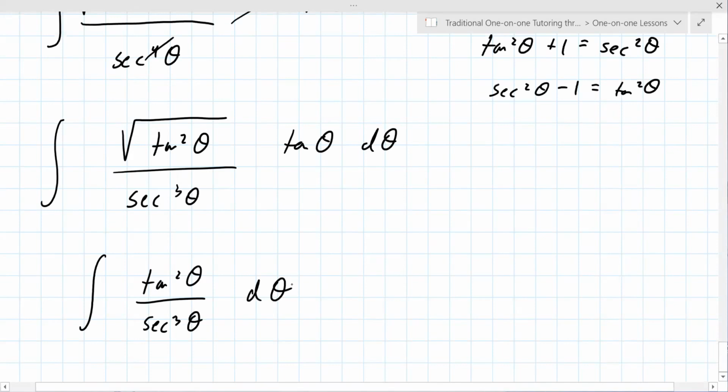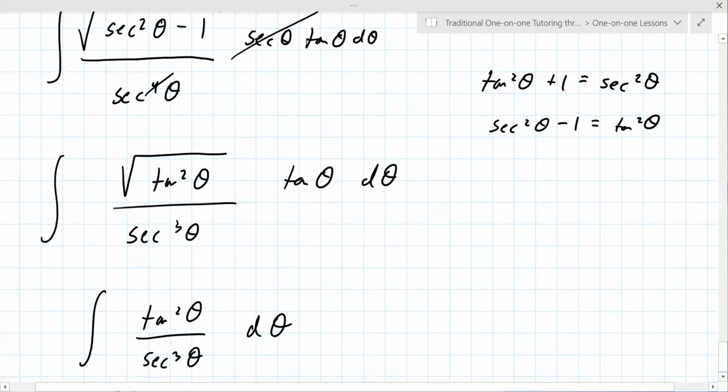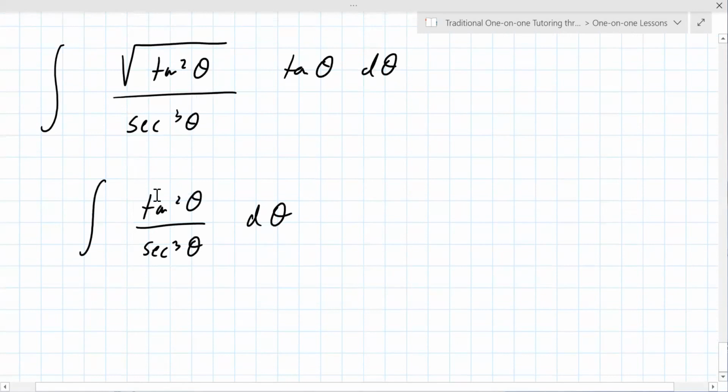I'm not saying this is any better, but it's closer. Any questions on that? No. Okay. I just struggle with trig integrals and trig substitution.